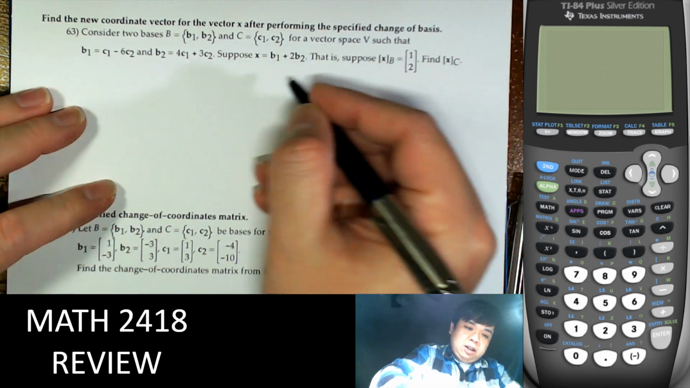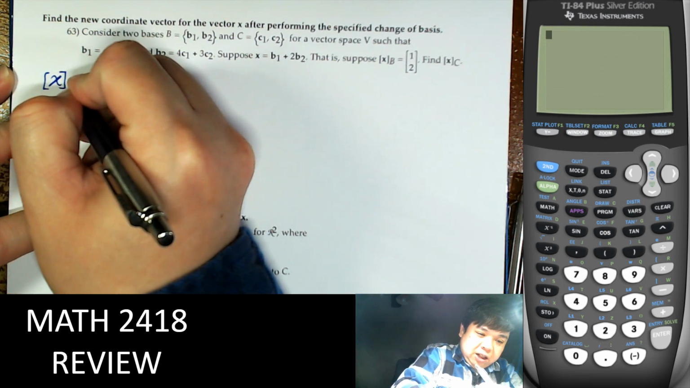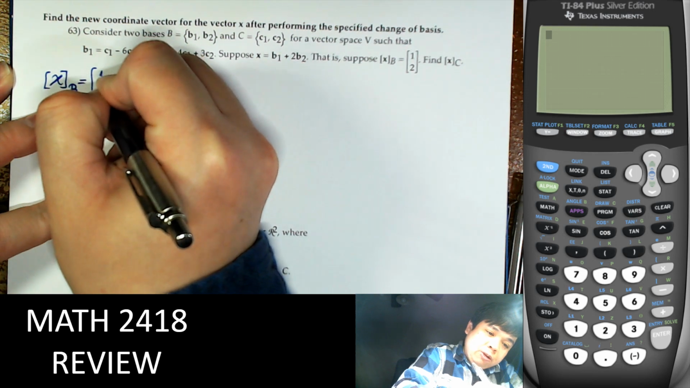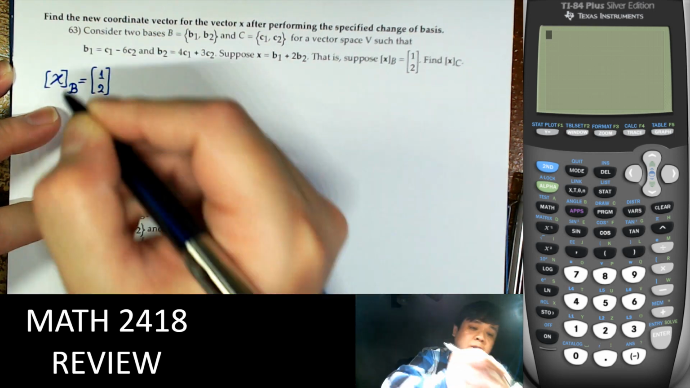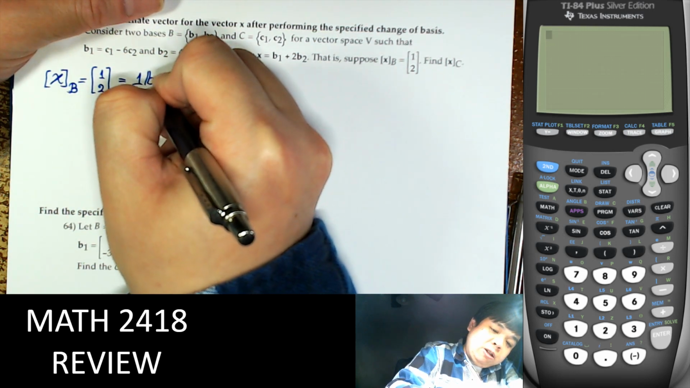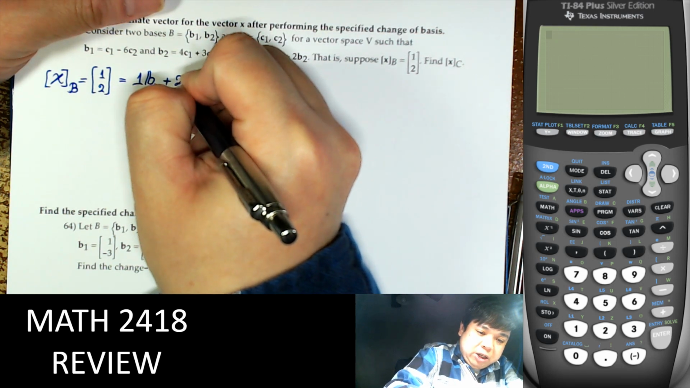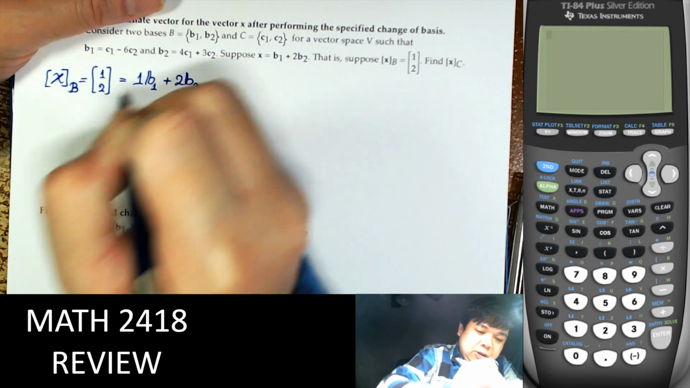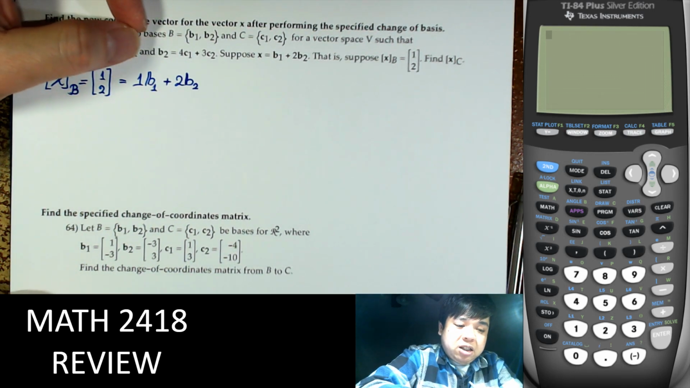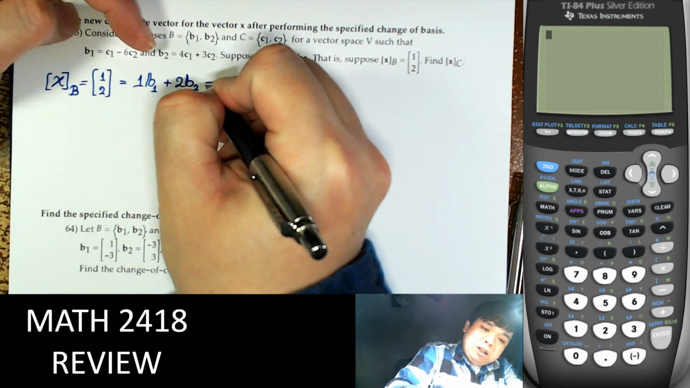So that is, we start with X in the coordinate B, which is 1 and 2, meaning that it is 1B1 plus 2B2. And now we're going to use B1 is C1 minus 6C2 and B2 is 4C1 plus 3C2. And we substitute into that.